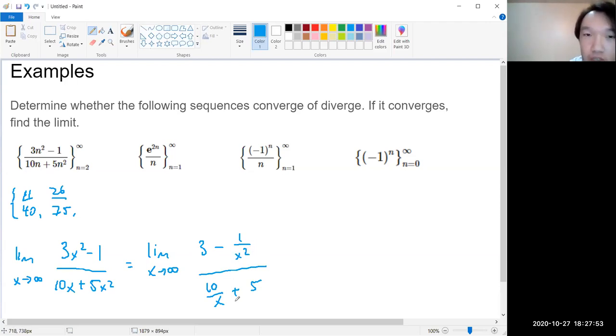So this goes to 0. This goes to 0. So this leaves you with 3 over 5. So because the limit of the function goes to 3 over 5, we can also conclude that the limit of this sequence also goes to 3 over 5. Okay. So this converges to 3 over 5.